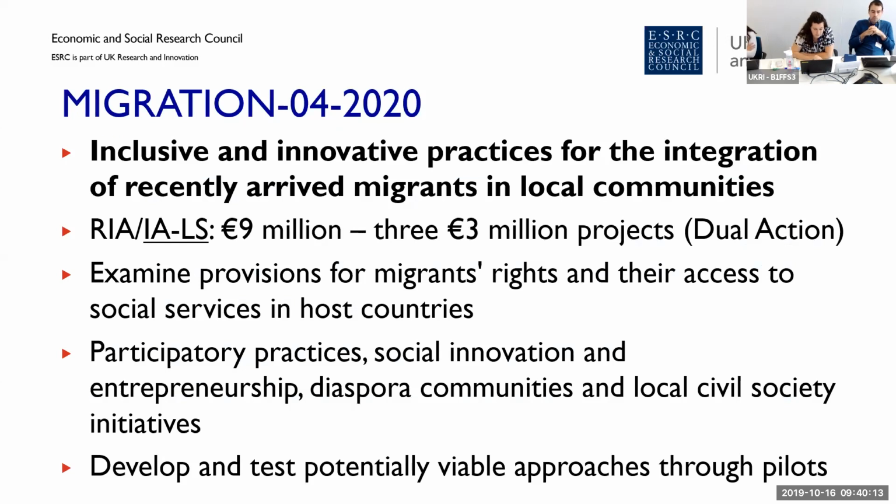So the dual action means that here you can see RIA or IALS. That means research and innovation action is one topic that you can apply for, and then there's the innovation action lump sum, and that is a separate topic that you apply for. So you should not try and meet both criteria. You choose either the research and innovation action or the innovation action lump sum part to apply for. So there's 9 million available, and each project, whether it's an RIA or the IALS, should be around 3 million.